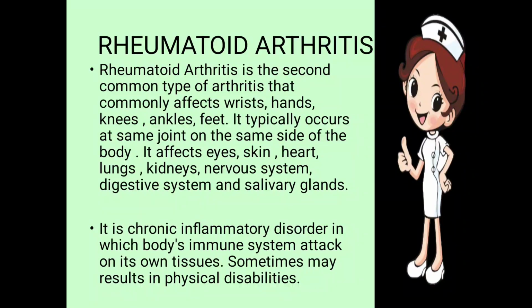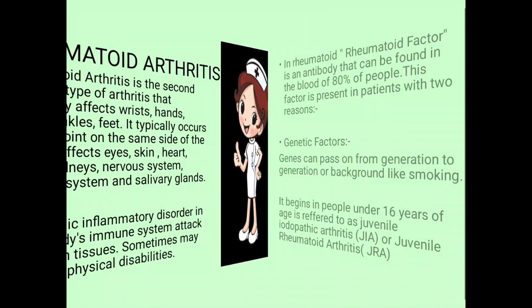So it is chronic. The word chronic means it occurs over a long time, and long-term inflammation, meaning swelling, takes place inside the different joints of the body. Our body has an immune system, and the immune system attacks our body's tissue, due to which this disorder takes place. Sometimes some people face physical disabilities due to this disease.